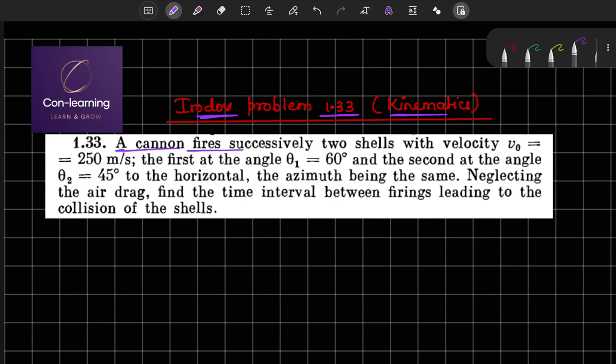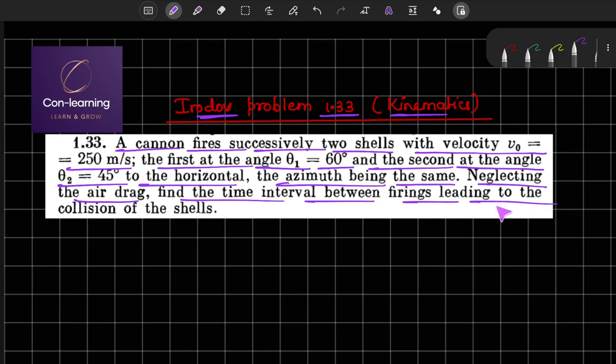A cannon fires successively two shells with the velocity of v0 equal to 250 meter per second. The first at an angle of theta equal to 60 degree and the second at the angle theta equal to 45 degree to the horizontal. The azimuth being the same, neglecting the air drag, find the time interval between the firings leading to the collision of the shell.